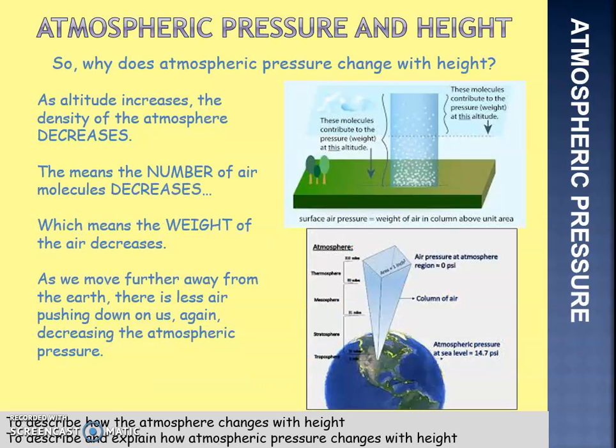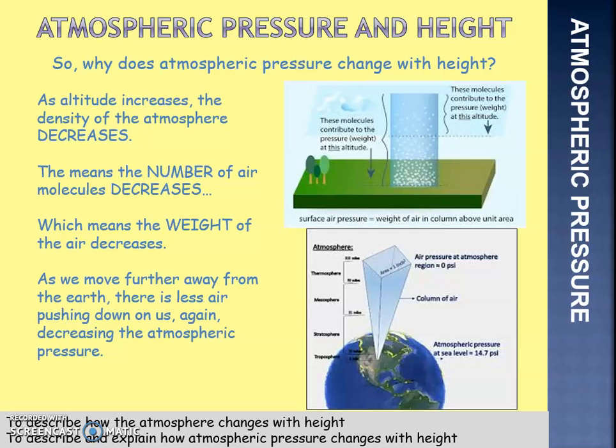So why does atmospheric pressure change with height? When the altitude increases, the density of the atmosphere decreases. That means the number of air molecules decreases, so the weight of the air decreases. And as we move further away from the Earth, there's less air pushing down on us. Again, that decreases the atmospheric pressure.